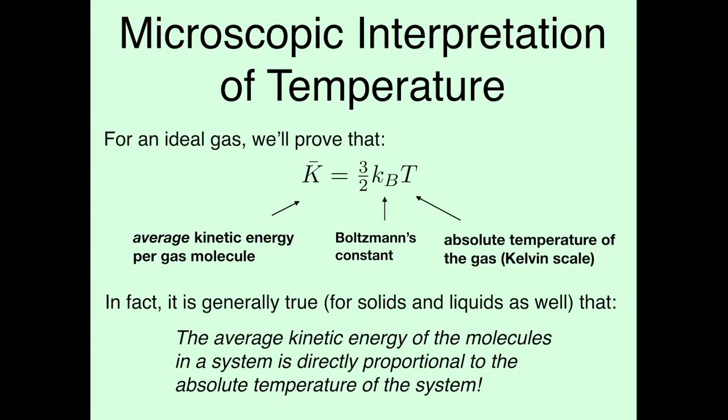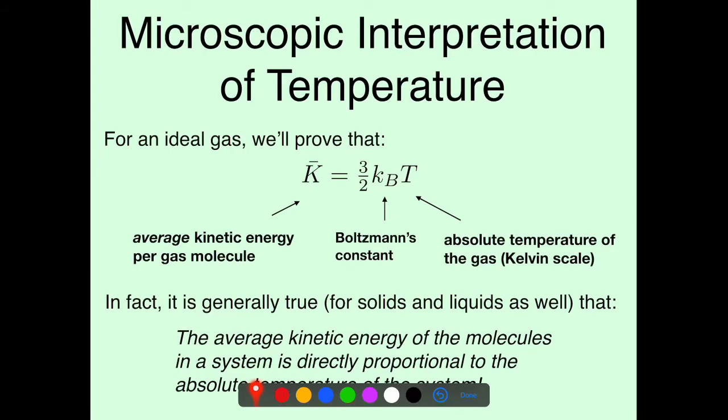To summarize, what we just did is we came up with a microscopic interpretation of what temperature means. In other words, we established that there's a connection between temperature and how the atoms and molecules that make up something are randomly moving around. So at least for an ideal gas, we've proved that the average kinetic energy per gas molecule, that's K bar over here, is equal to 3/2 times Boltzmann's constant times the absolute temperature of the gas.